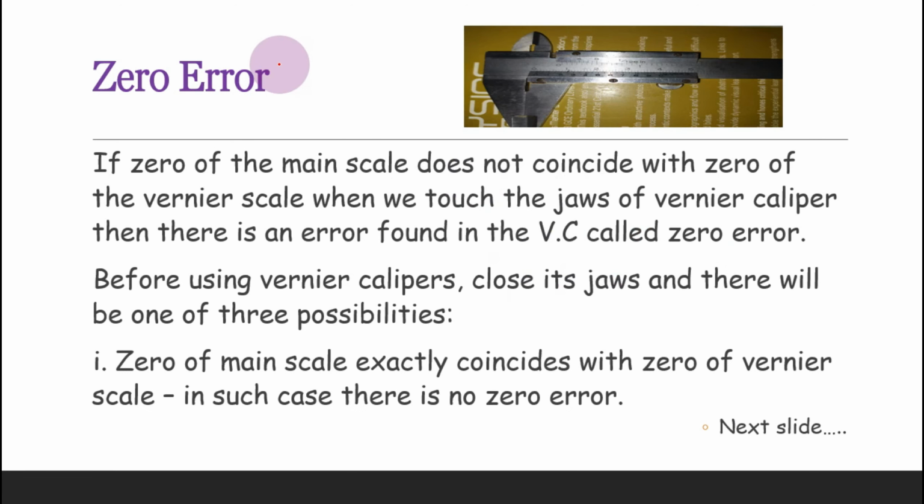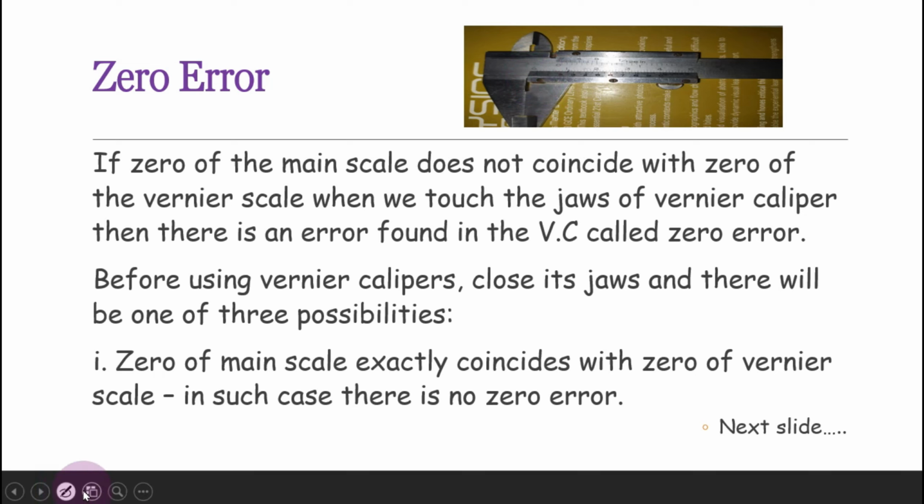Now zero error. When we do measurement, before measuring the diameter of something with the help of this Vernier caliper, we close it. We close the jaws of the Vernier caliper, and you can see it here. When the jaws are closed completely, we see there are two zeros. Look, here is a zero and here is a zero. There is a zero as well over here, but it is for the upper jaws, so ignore it for a moment.